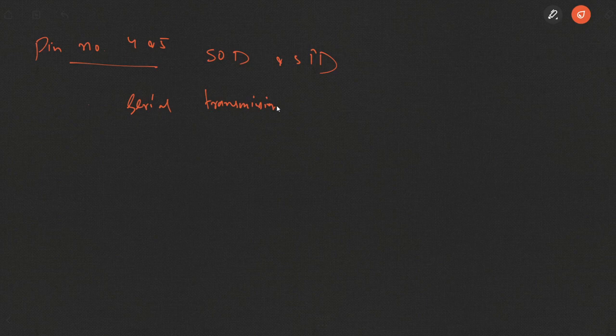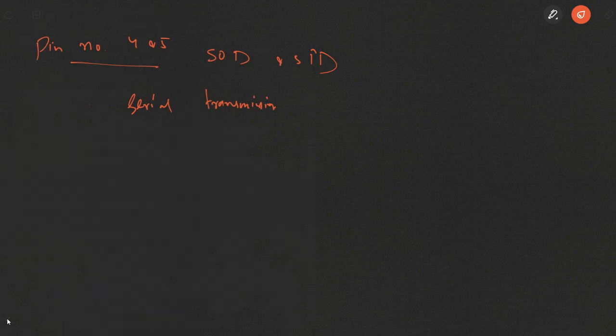Rather than sending 8 bits of data together, we'll be sending out one bit of data at one time. Whether it's an input operation or an output operation, accordingly you'll be using pins number 4 and 5. So that's about the pin diagram of microprocessor 8085.